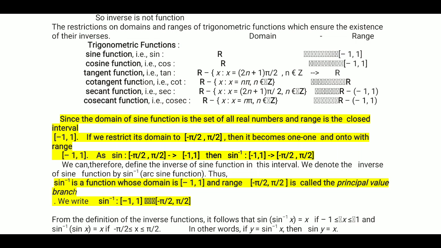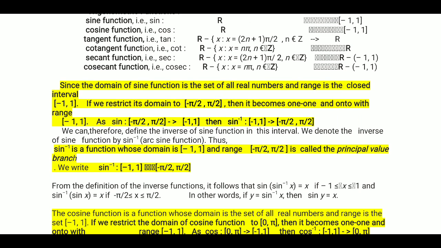We denote the inverse of the sine function as sine inverse, and this is also read as arc sine function. Thus, sine inverse is a function whose domain is the closed interval [-1, 1] and range is the closed interval [-pi/2, pi/2]. This is called the principal value branch of this function. It has also some other branches, but here we study only the principal value branch.